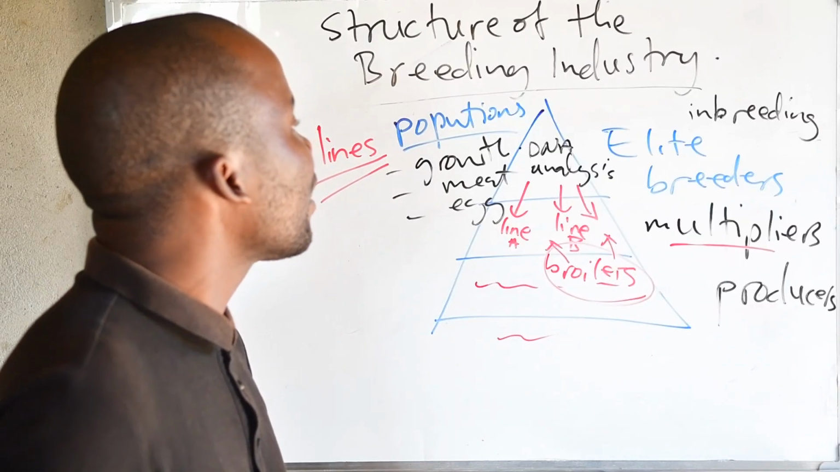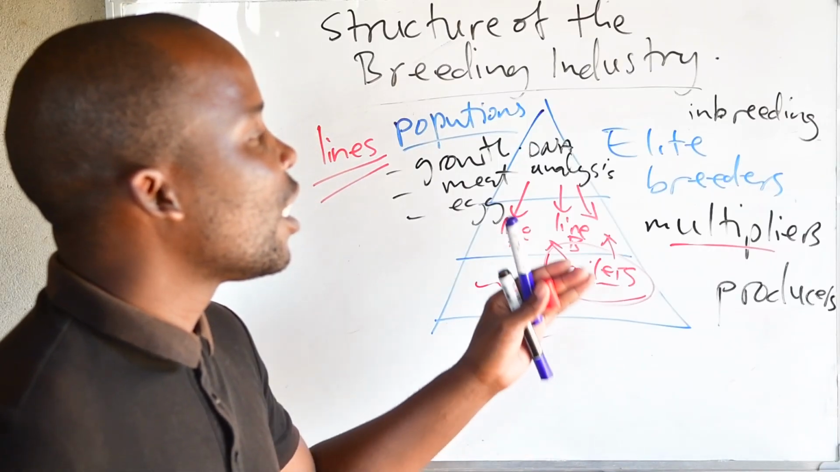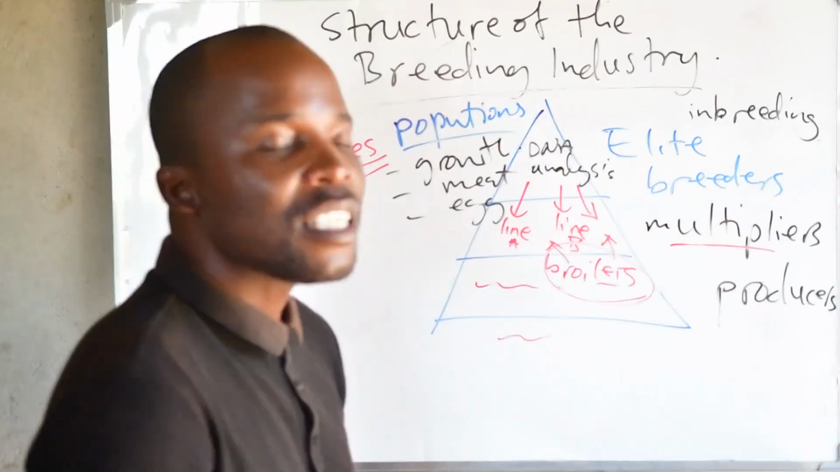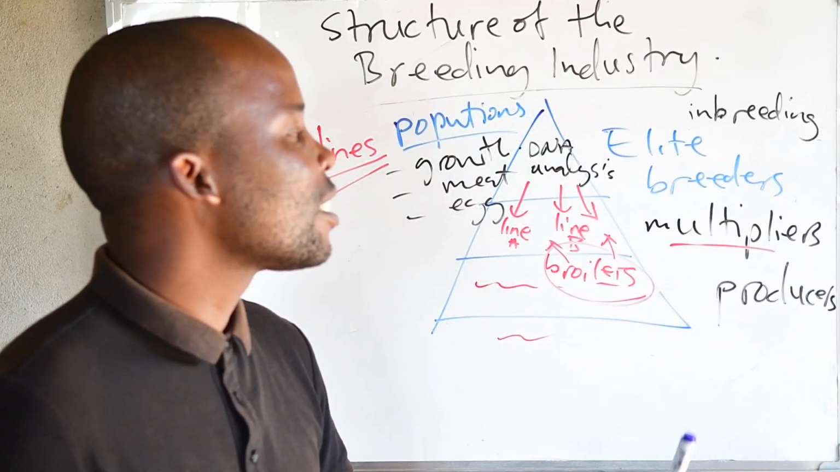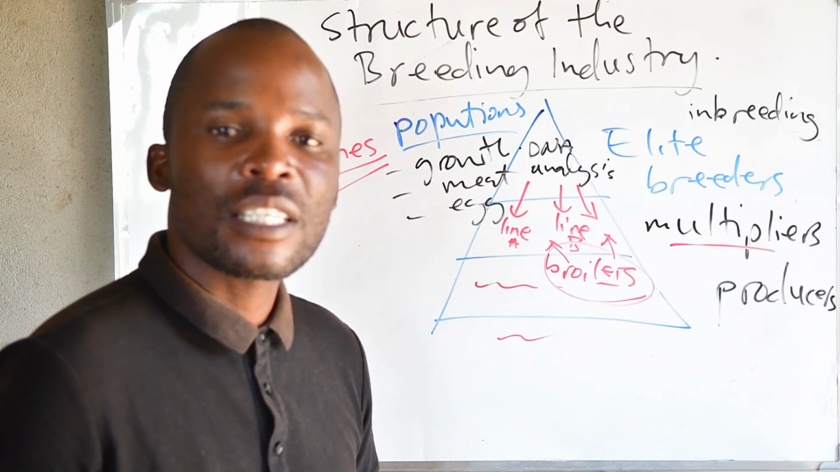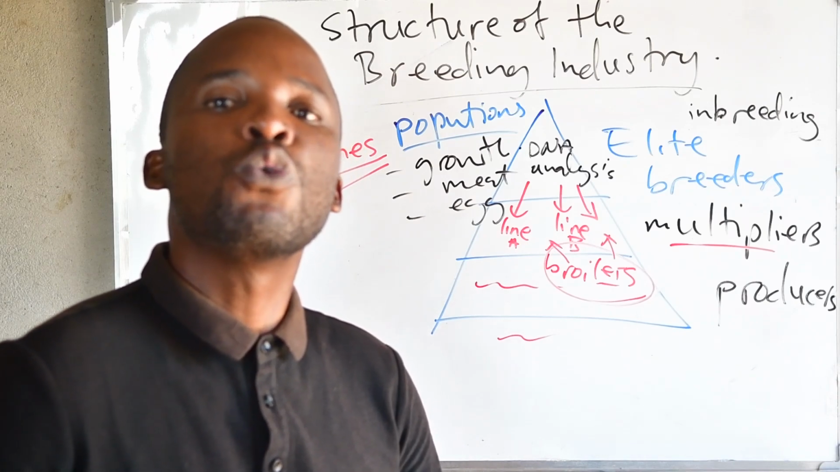Wow, I think the structure of the breeding industry is now clear. You now know what's happening in there, and if you are in this industry of animal breeding, you now know where you fit. If you are an elite breeder, a multiplier, or just a general producer, you are now able to see where you fit exactly, and you are even able to see where you would want to fit.